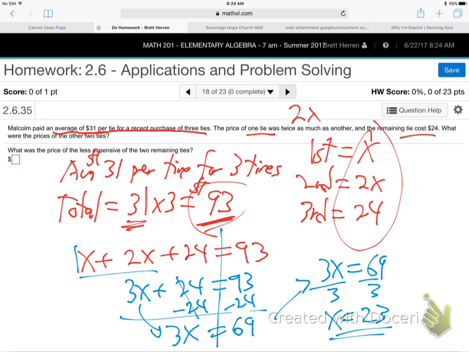But what does that mean, the price of, well, you just go back up here. X is 23, and then 2 times X, 2 times 23, 46, and of course the last tie is 24. There's the price of the 3 ties.